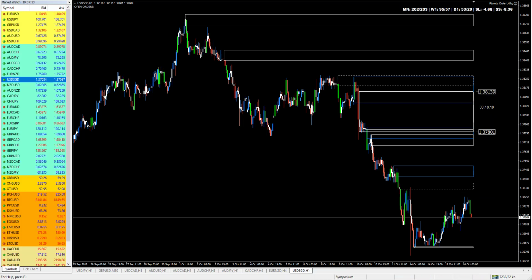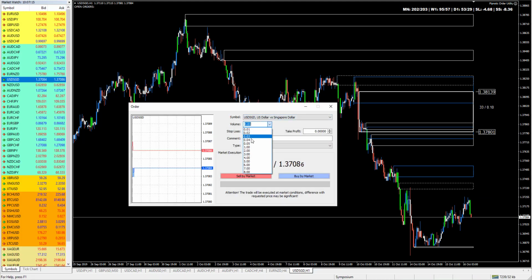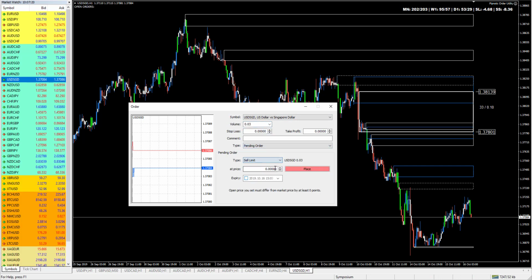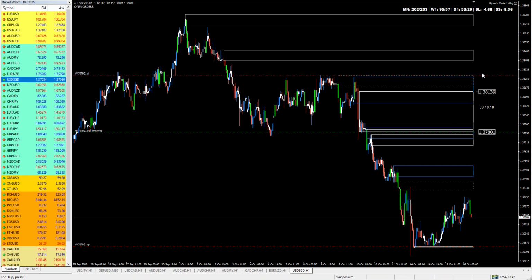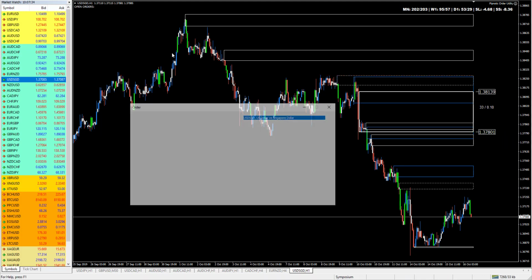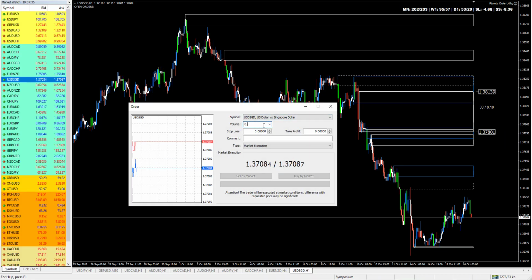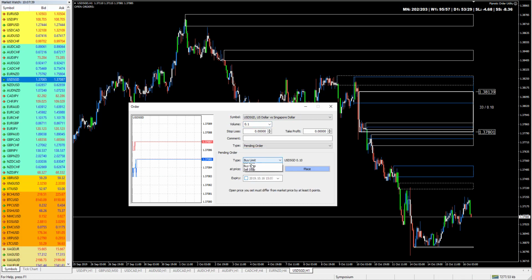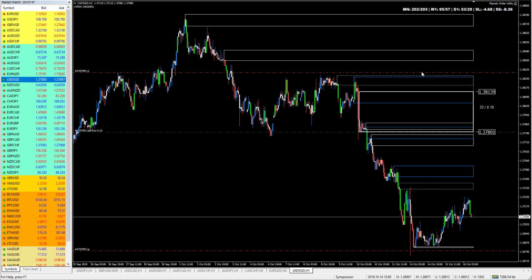Refresh. 3 microlots. It's 3780. Boom. You know, we'll leave that. What? Why did I do that? $37.80. Okay, there we are. We'll leave that like that.